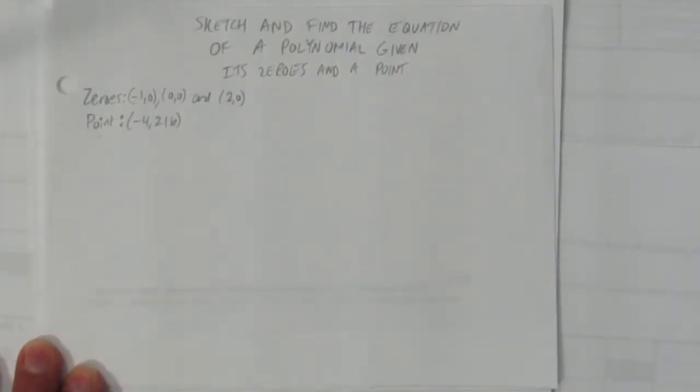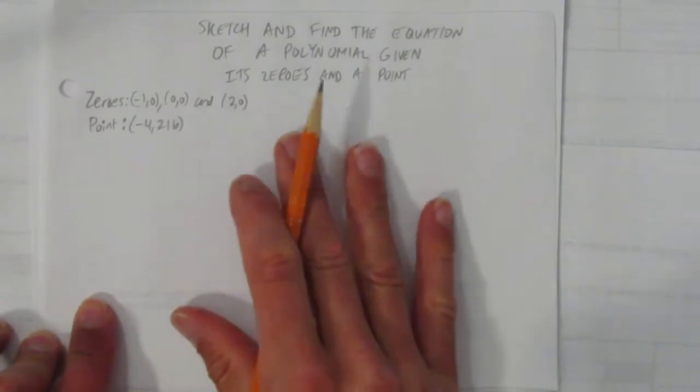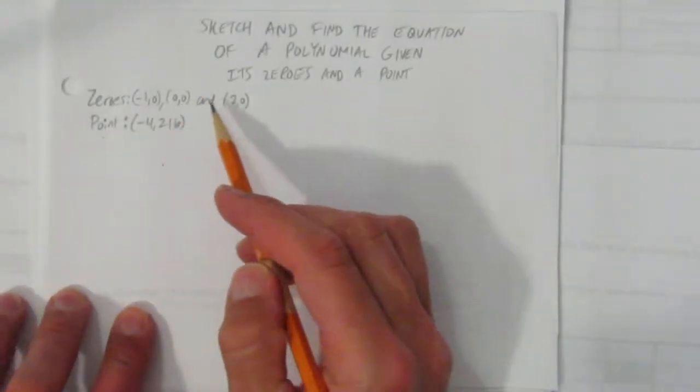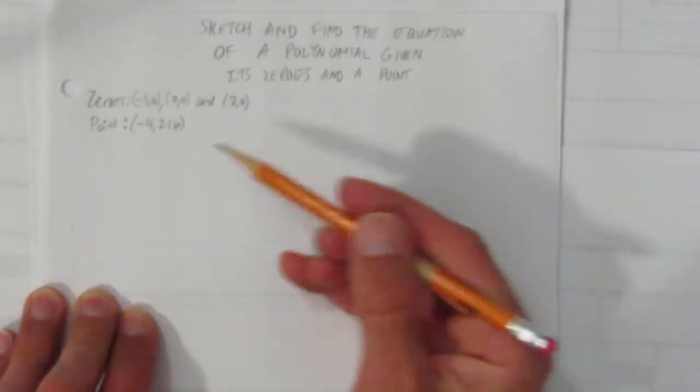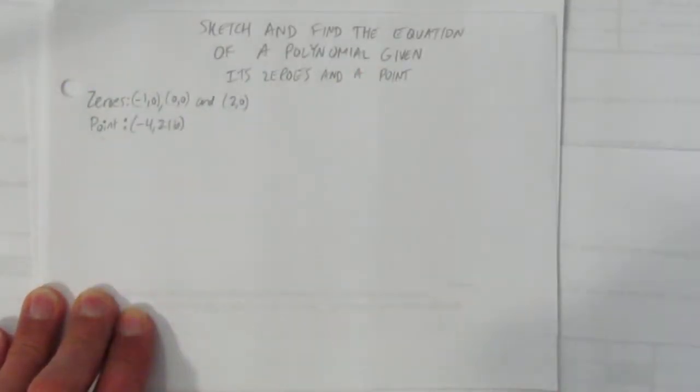In this video, we'll look at how to sketch and find the equation of a polynomial given its zeros and a point. So the zeros we're given are -1, 0, 0, 0, and 2, or -1, 0, and 2. Those are the zeros. And we're given a point that's on the polynomial as well, (-4, 216).